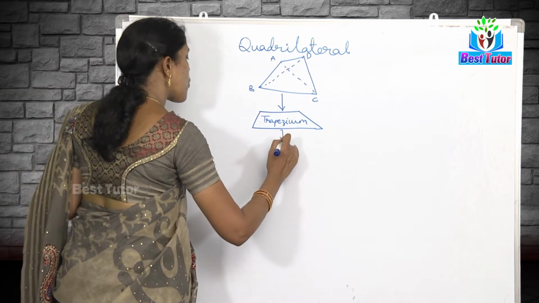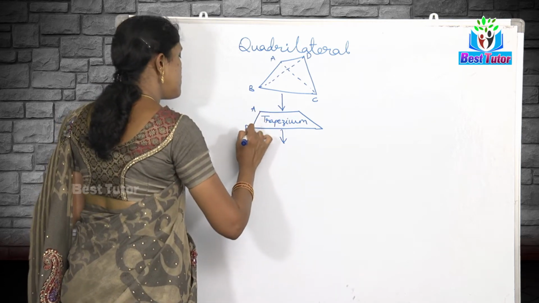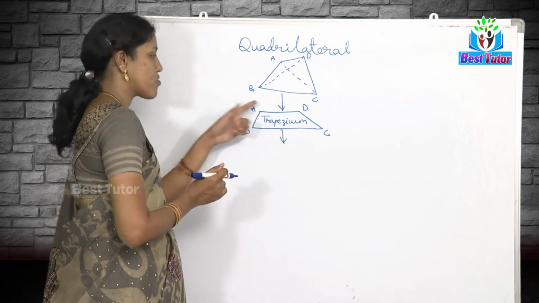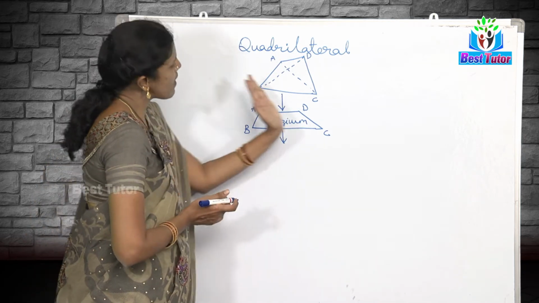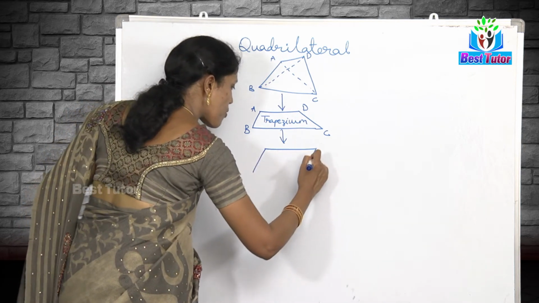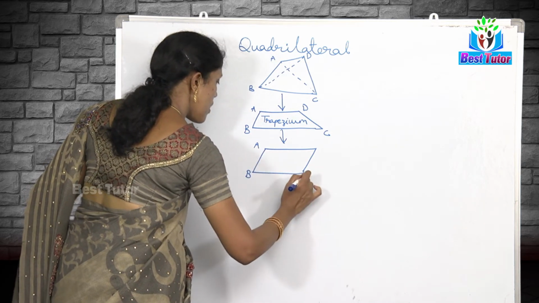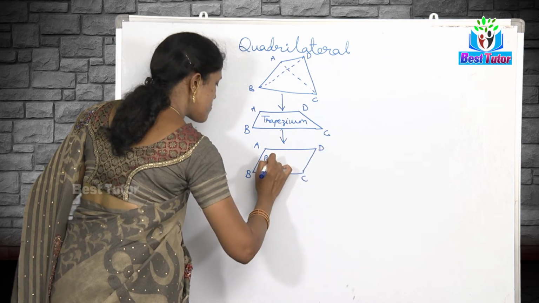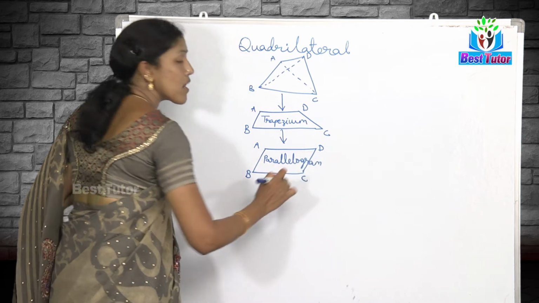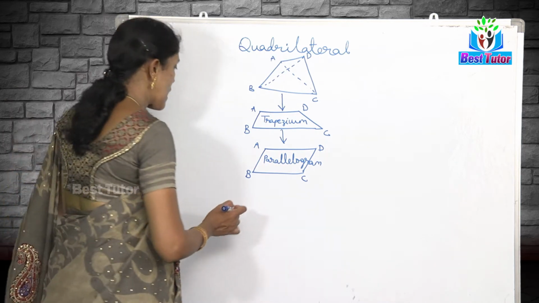So, what happens if both the pairs of opposite sides are parallel? In this trapezium, ABCD, AD is parallel to BC. These two are sides opposite each other. Similarly, AB and CD are also the sides opposite each other. If both the pairs of opposite sides are parallel to each other, then it is called a parallelogram. A parallelogram is a quadrilateral in which both the pairs of opposite sides are parallel.